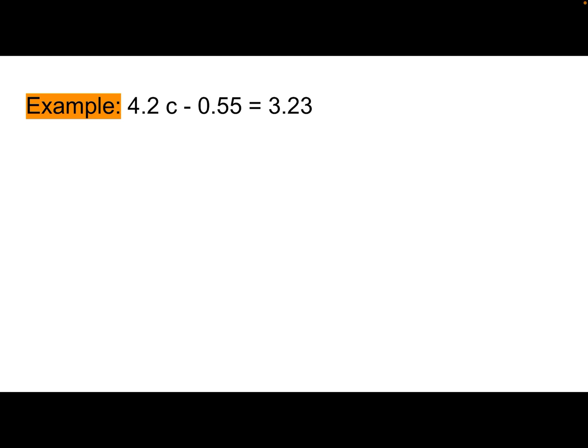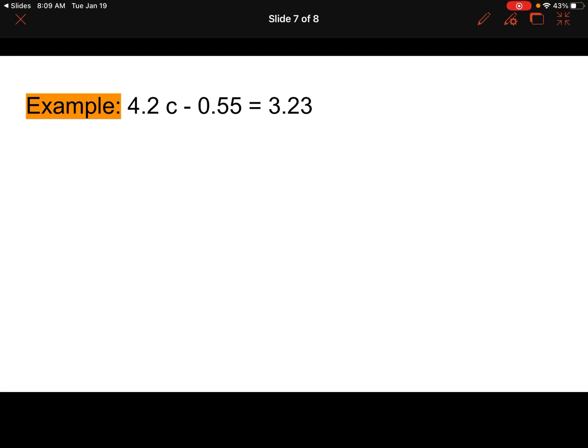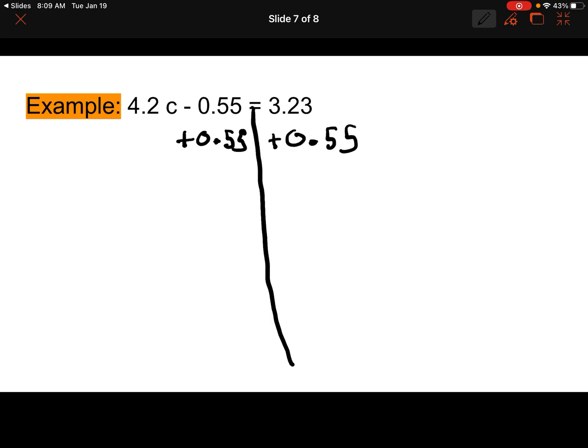4.2c minus 0.55 is equal to 3.23. All right, we'll just draw a line straight down right here. Again, first thing we want to do, get rid of that constant. So we have a negative 0.55 on the left. That means we need a positive 0.55 on the left. And again, we'll add that also to the right. So we get 4.2c is equal to 3.23 plus 0.55, which would be 3.78.